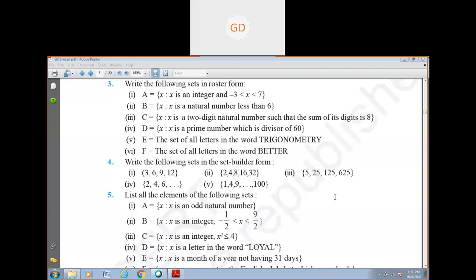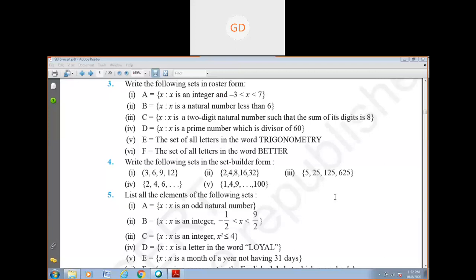Number 3, if you observe 5, 25, 125, 625, here also we can observe easily. The first one is 5 to the power 1, the second one can be written as 5 square, the third one, 125, can be written as 5 to the power 3, and the fourth one, 625, can be written as 5 to the power 4. So that is the characteristic of the elements.